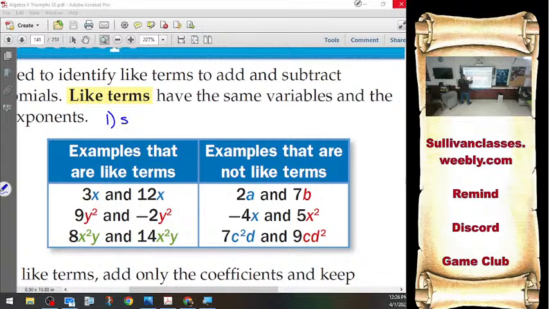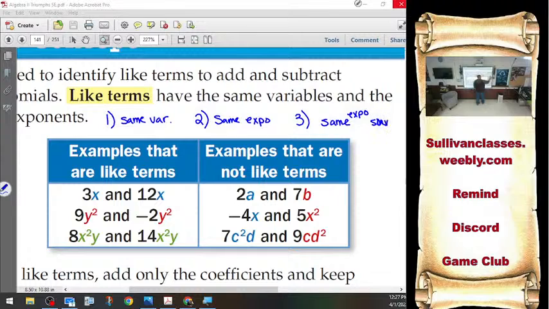Rule number 1, they have to have the same variables. Rule number 2, they have to have the same exponents. And rule number 3, that they do not say in this sentence here, is you have to have the same exponent on the same variable. The same exponent on the same variable. So here's what I mean.